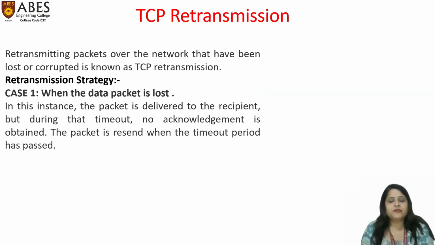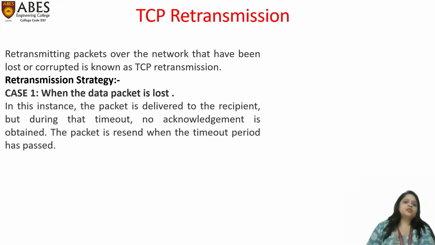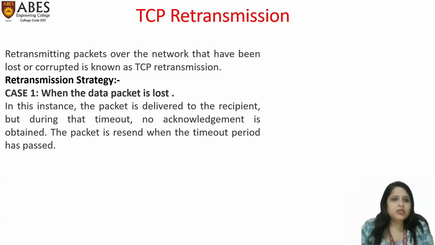Basically, when a client sends a message to the server, it may be possible that the data packet is lost. When the client does not receive any kind of acknowledgement, it can guess that maybe there was data loss or corruption, so it retransmits the data. This process is called retransmission. Now we'll discuss the retransmission strategy. Retransmission is possible in three cases.